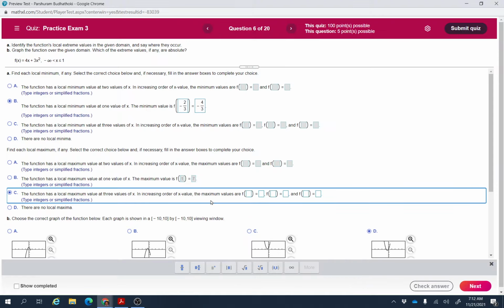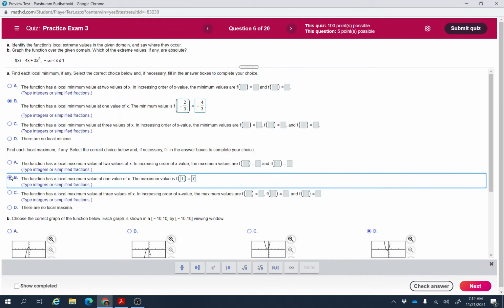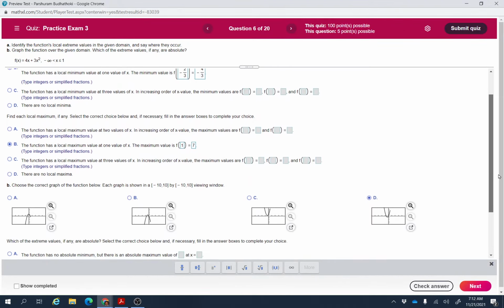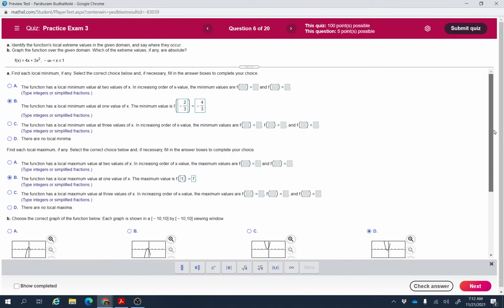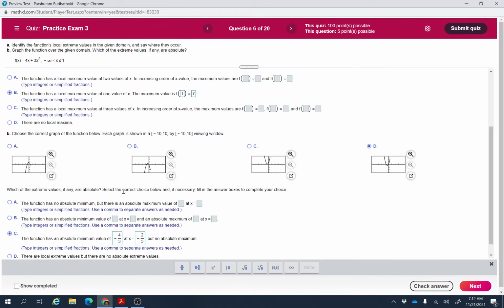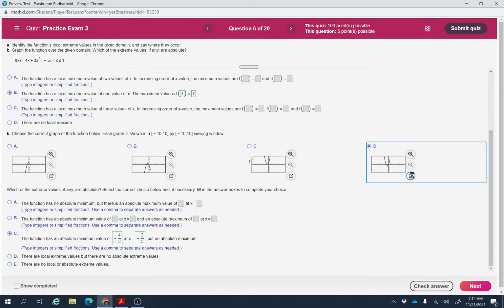Okay, so this is the answer. And then finally, by using that fact, the function has a local maximum at 1, and the function value at -2/3 is -4/3, which is a local minimum. We can choose the graph we have been given. So this is the right graph.